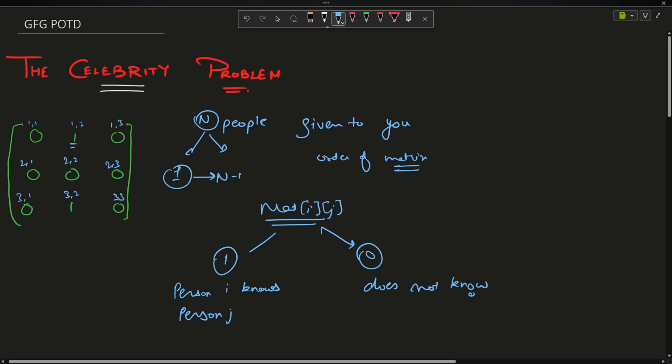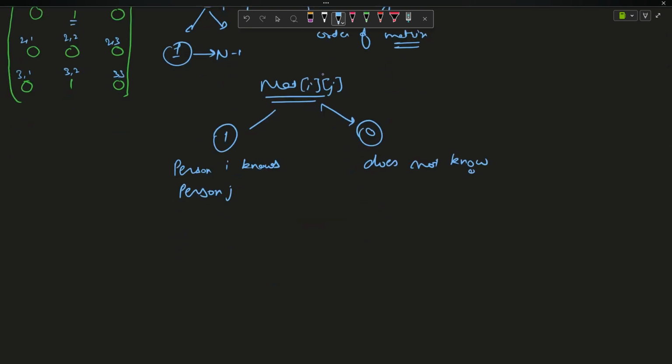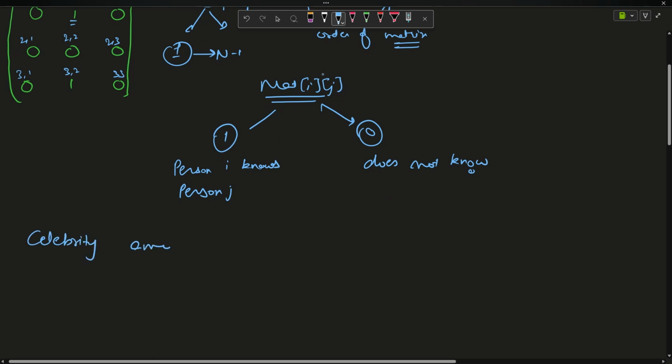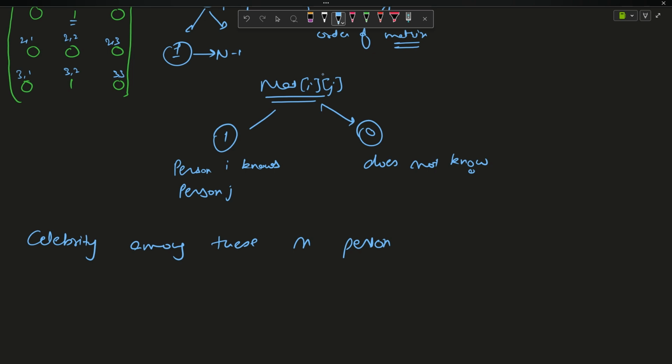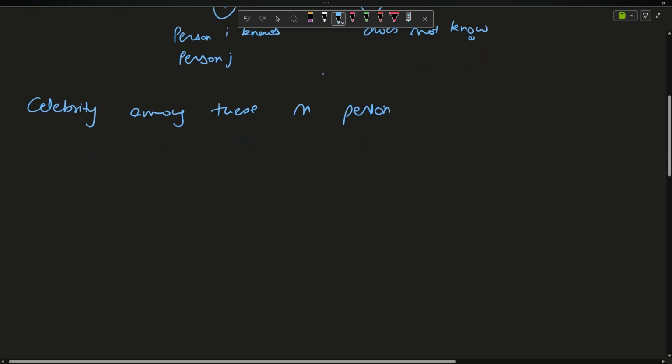Now the problem demands that you find the celebrity among these n persons. You have to determine whether there is a celebrity. If yes, return the index of the celebrity, otherwise return -1, meaning there is no celebrity in the given n persons. Now what is the condition for a person to be a celebrity?